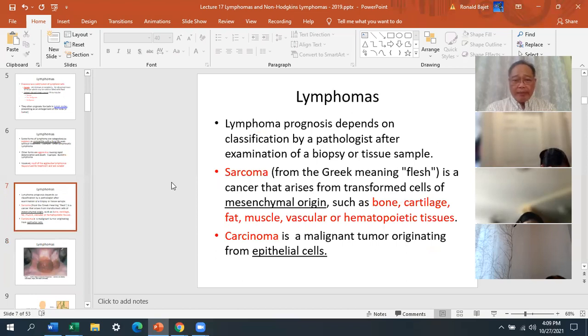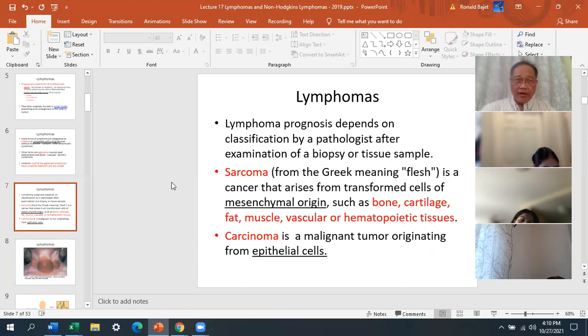Lymphoma prognosis depends on the classification by a pathologist after examination of a biopsy or tissue sample. Okay, that's the important thing. You've got to have a biopsy or tissue sample because just by appearance alone, you can't diagnose that you have a lymphoma.